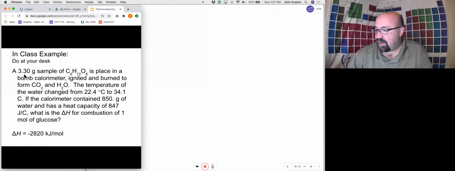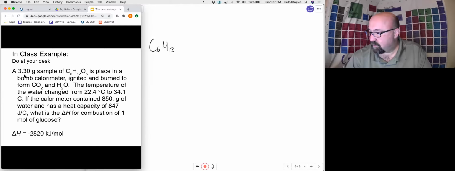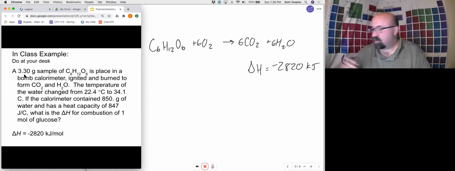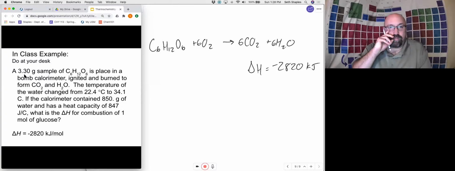And so we have our combustion of glucose, C6H12O6 plus O2 gives us our carbon dioxide and water. And if we balance this, we have this, and we now have the extra bit of information. We know our delta H value is negative 2820 kilojoules per 1 mole of glucose. And so this would be our full thermochemical equation.